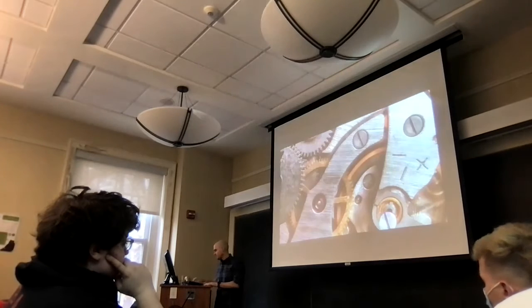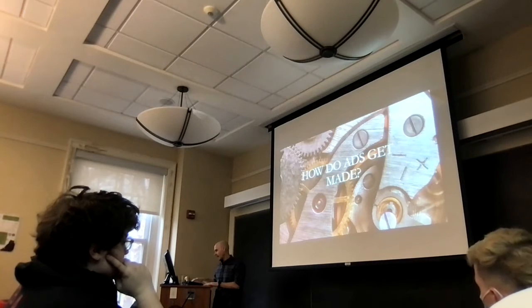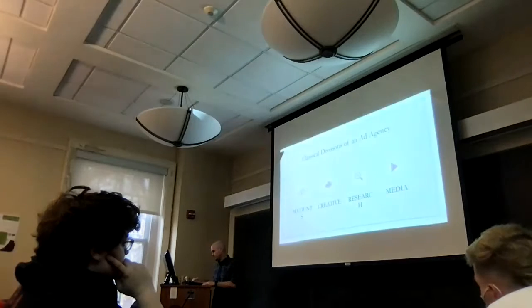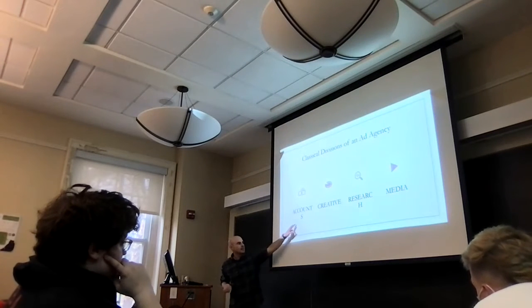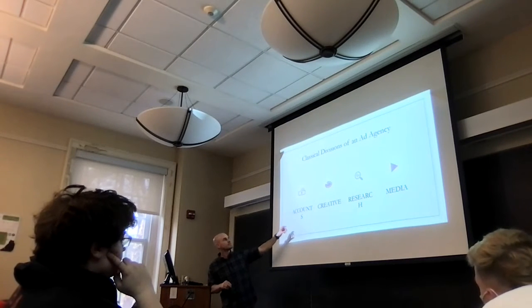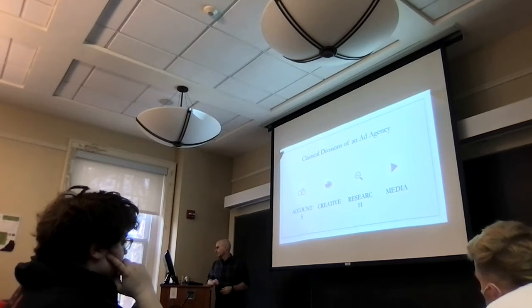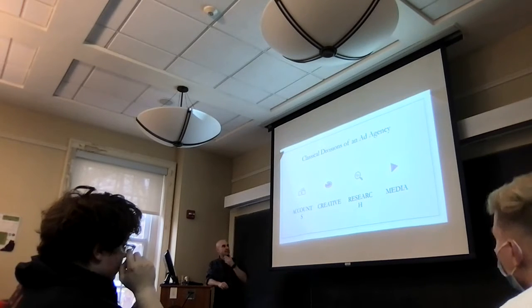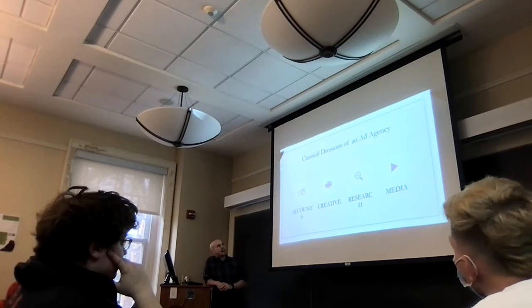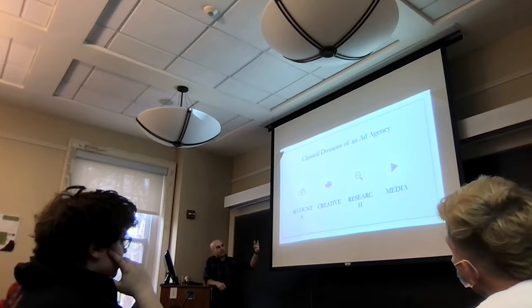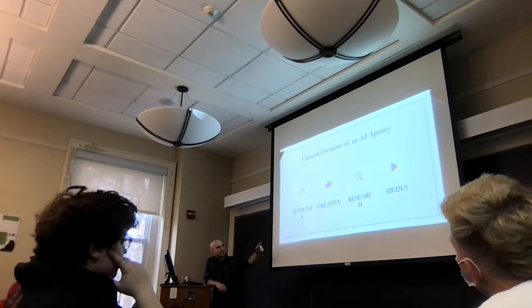All right, good. So let's look at how ads get made for a bit. Sorry about the sloppy notes. The font's different in this Windows system compared to Apple, but you still get the point, hopefully. So there are classical divisions of an ad agency: accounts, creative, research, and media.